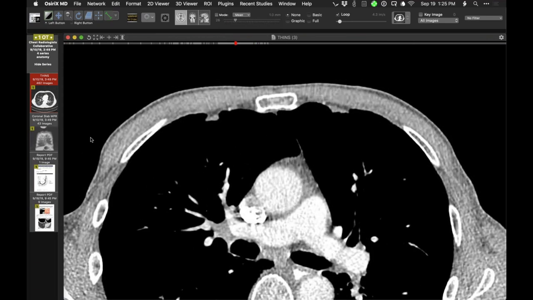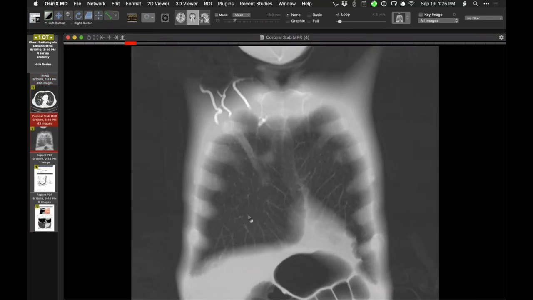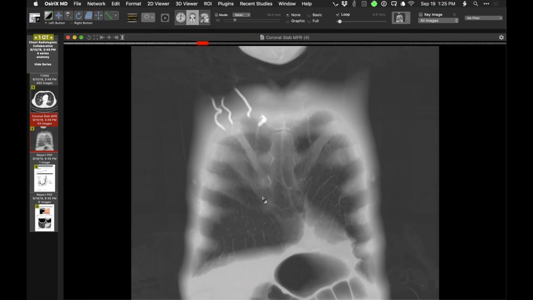So here is just a depiction of the fact that you can see in the anterior chest the symmetry of the two opacities, lovely symmetry to it. So this is a really nice example of the transverse thoracic muscle.